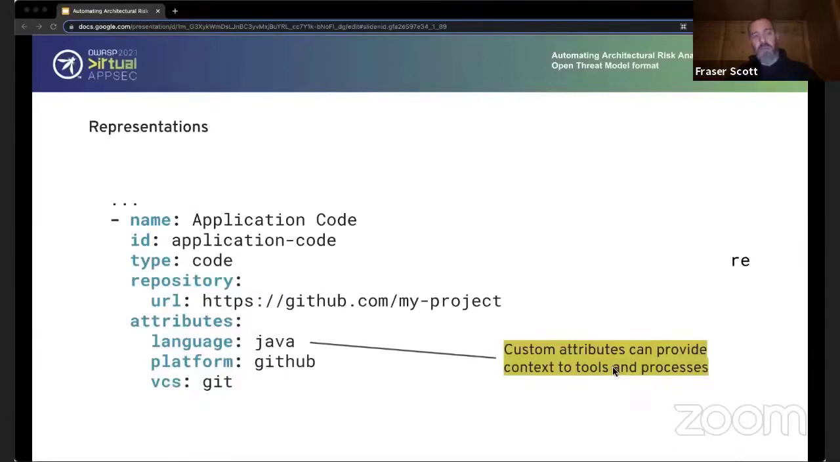Likewise, a different representation might be application code, which is of type code, and that would have other attributes that are relevant to that type of representation, such as the repository. So if I've got application code, I need to know where that lives, and I can provide that as a URL.